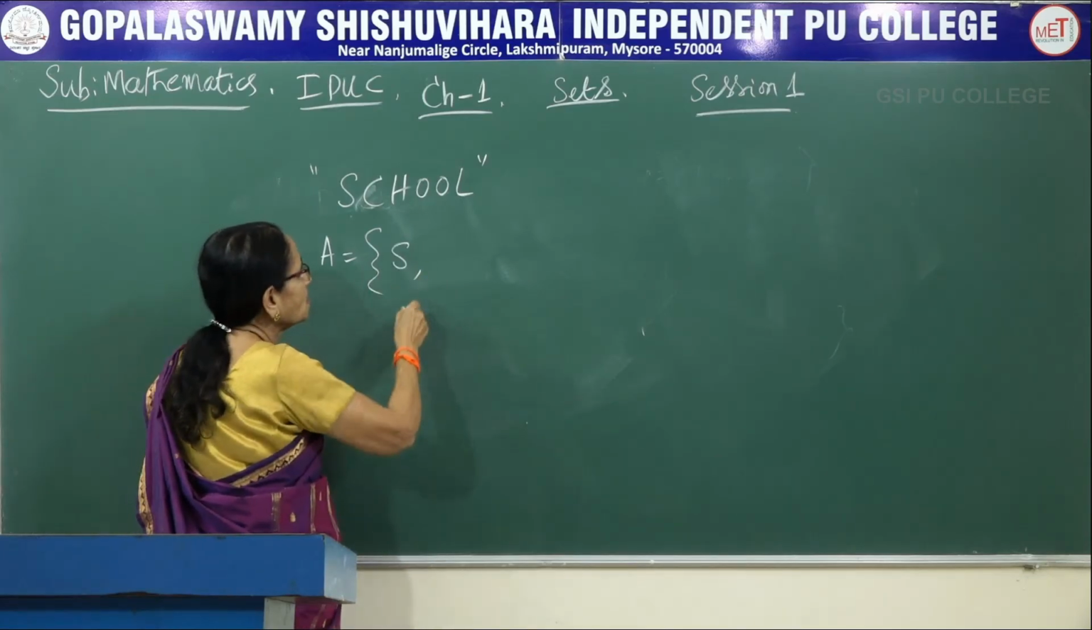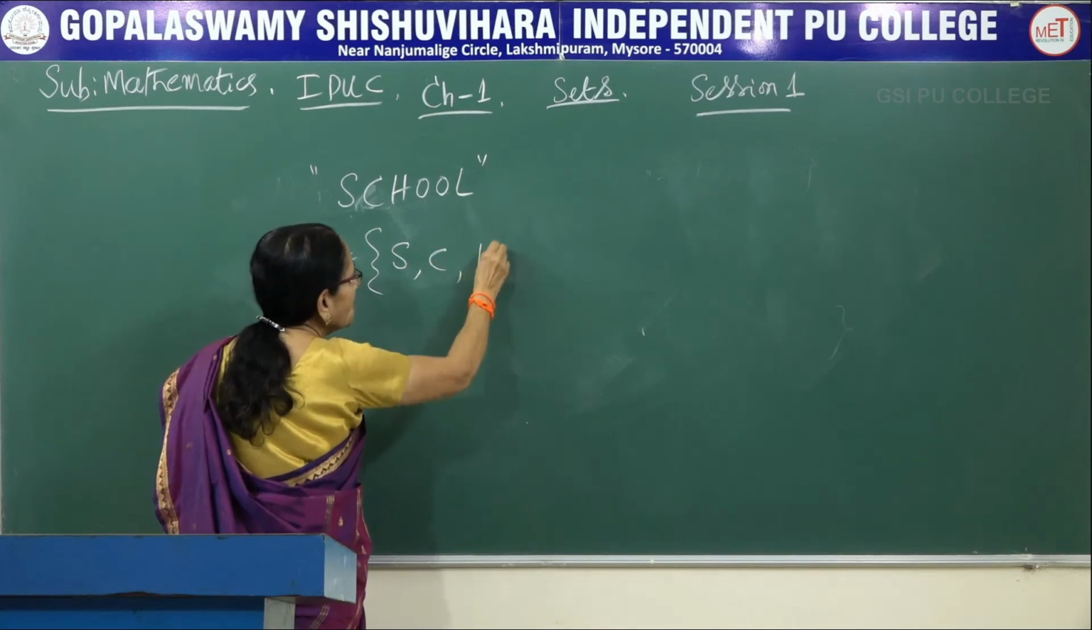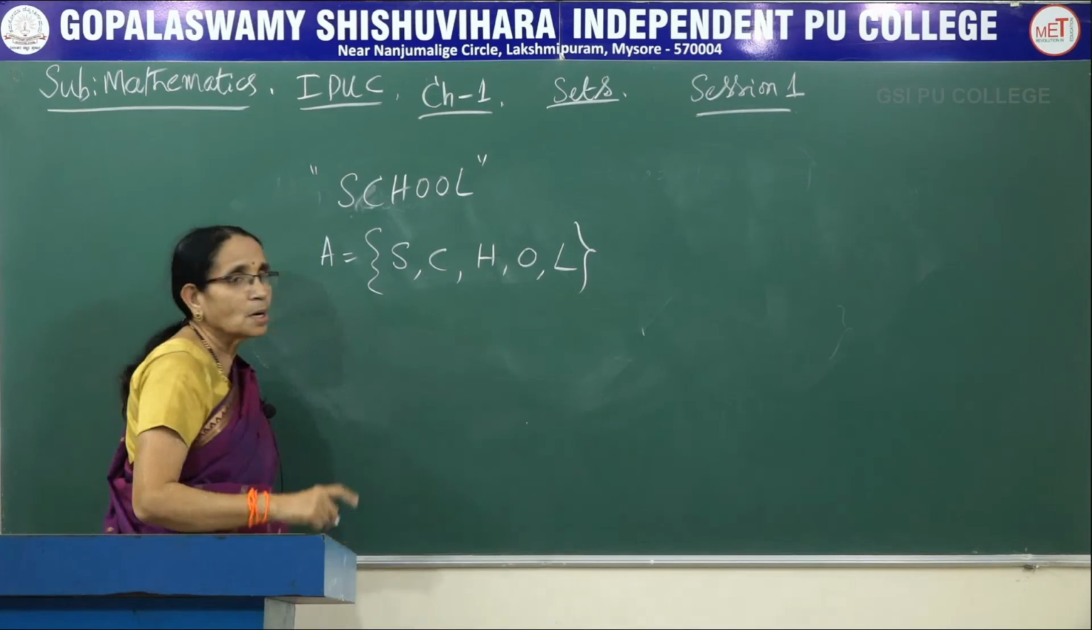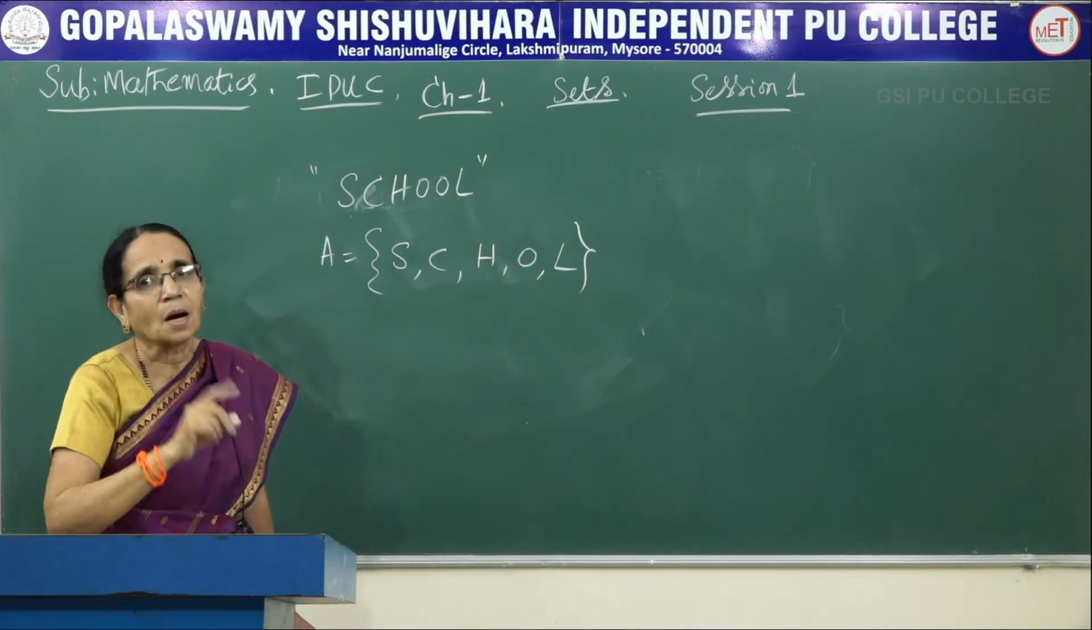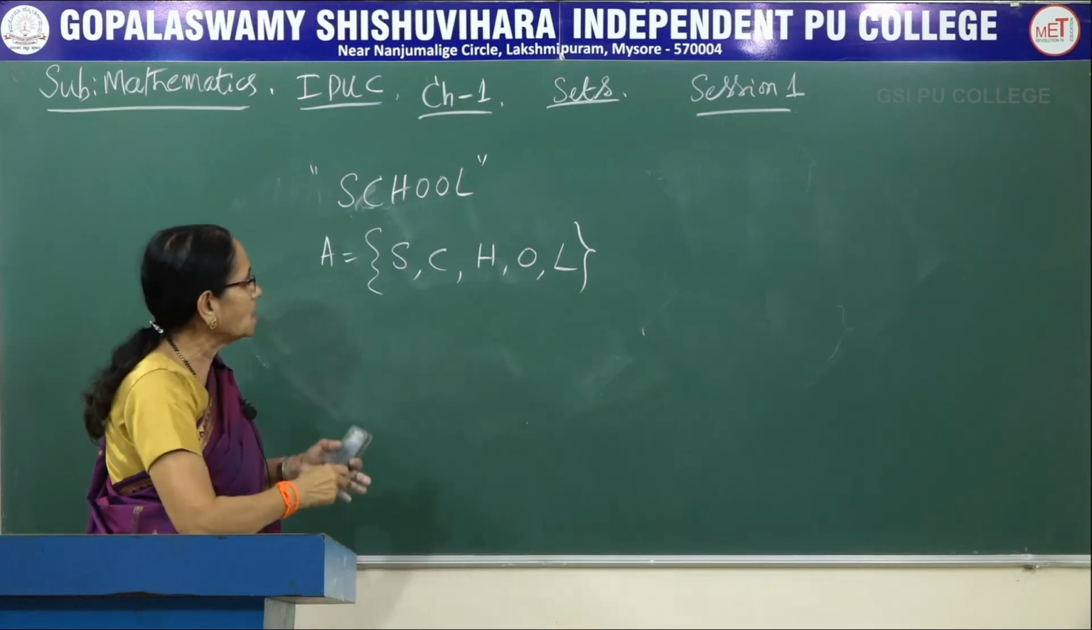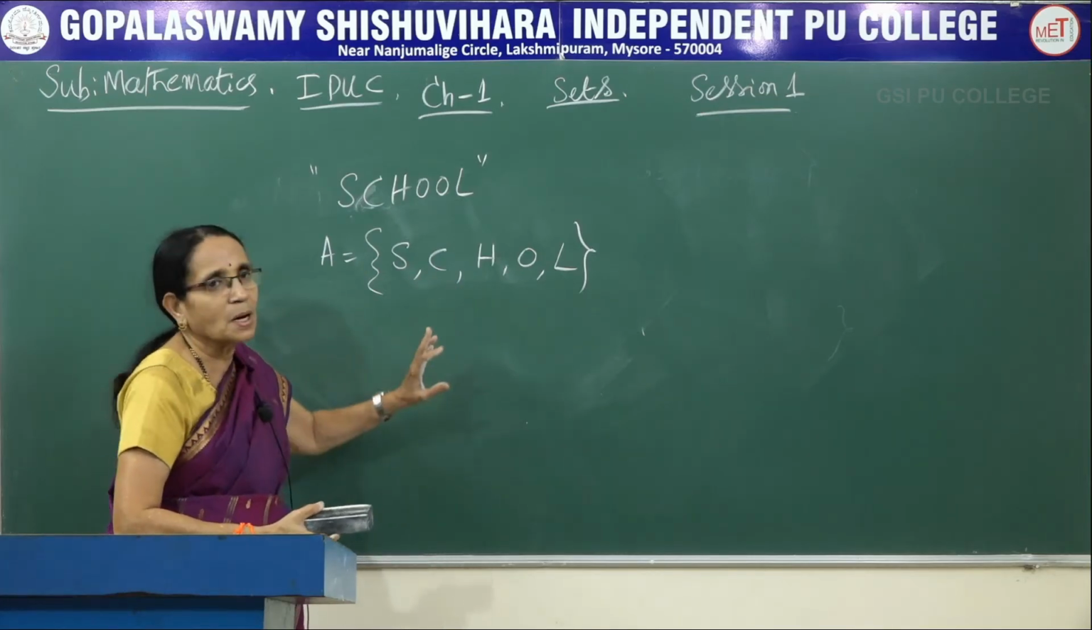So write here S, C, H, O and L. Now these elements have to be separated by commas. They have to be enclosed in the flower bracket. They should be separated by comma.